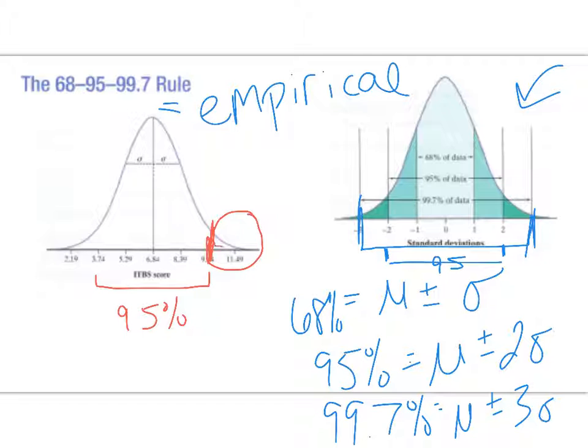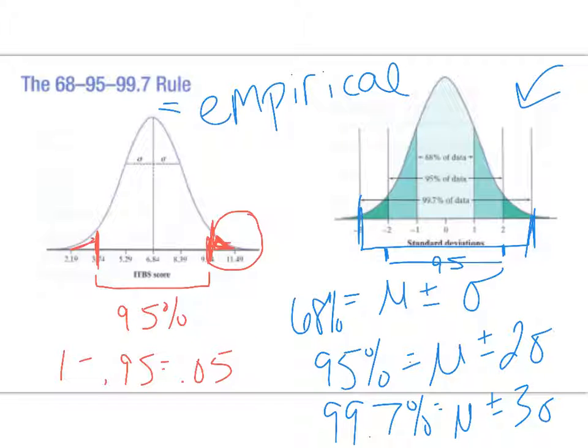So basically what I'm asking for is the area right here in this tail. Well, my area under the whole curve is 1. Remember, so 1 minus, not equals. So 1 is my area under the whole curve. 1 minus 0.95 gives me 0.05. But then I only want this tail, right?